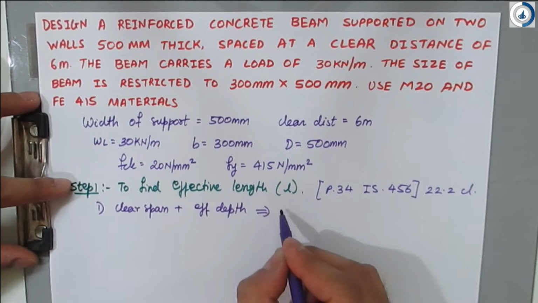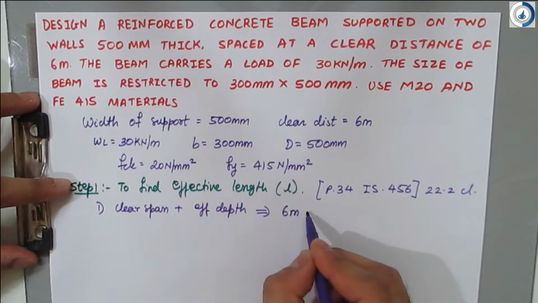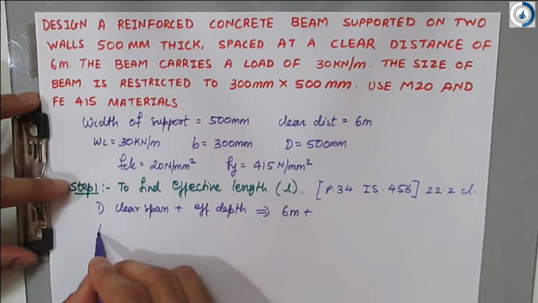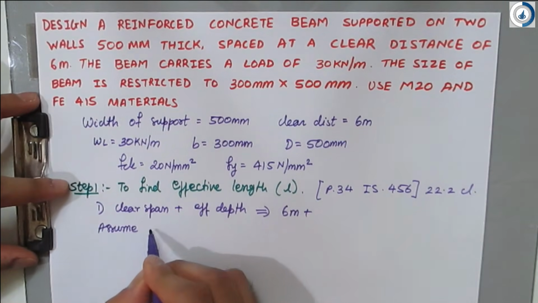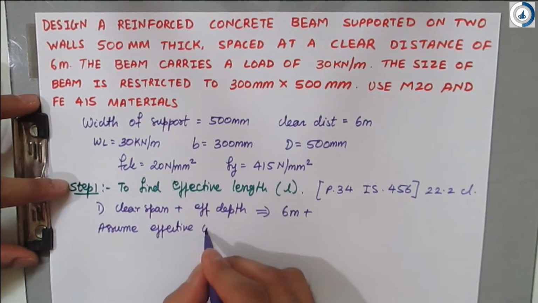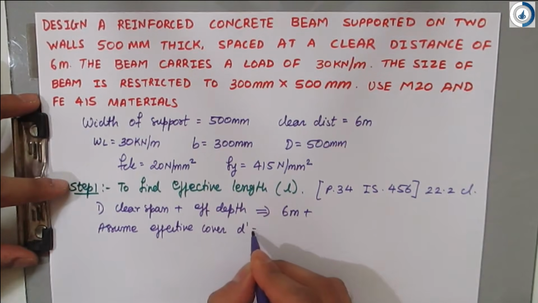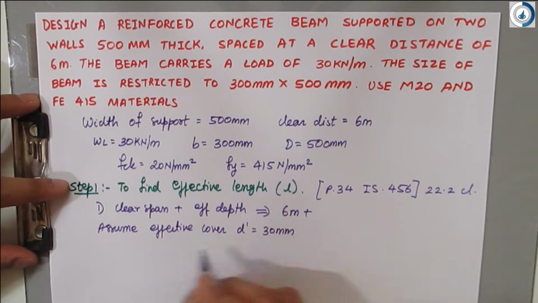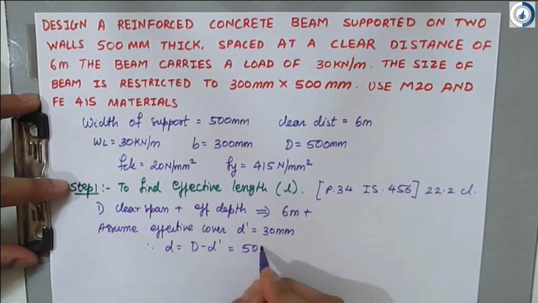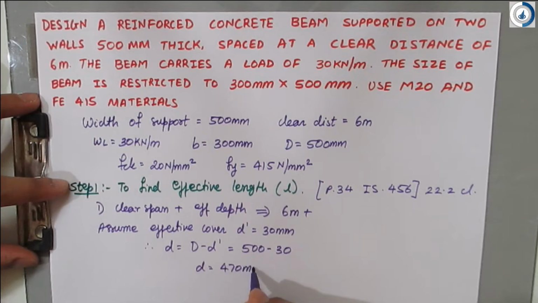So the clear span is 6 meters, and plus effective depth you have to find out. For that, assume effective cover, that is d dash equals 30 mm. Therefore your effective depth will be D minus d dash. So this is equal to 500 minus 30. So d will be 470 mm. So this is your effective depth.